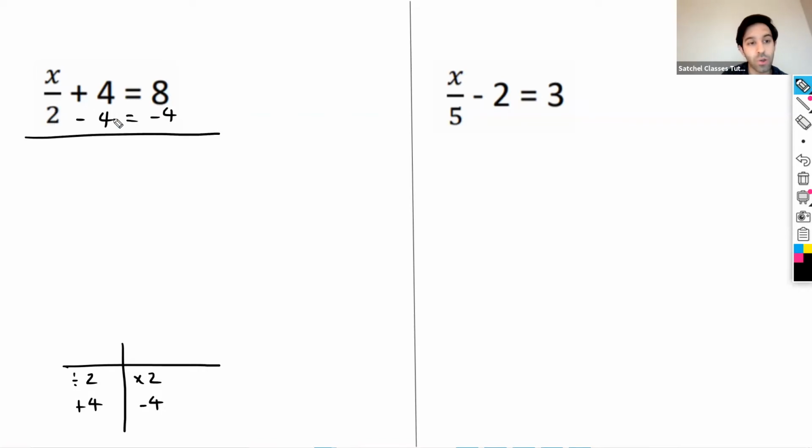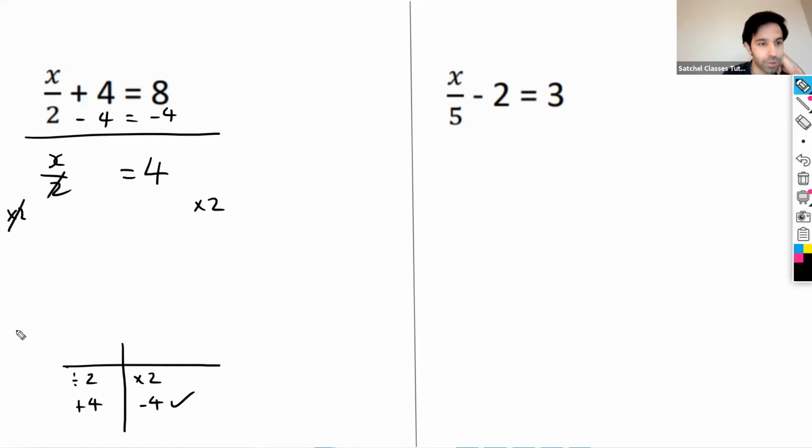And notice this is not 2 minus 4, this is x over 2 plus 4 minus 4 and 8 minus 4. So don't get confused here. So x over 2 stays as it is, and then 4 minus 4 becomes 0, so we don't need to write that, and then 8 minus 4 becomes 4. Now the opposite of dividing by 2 is to times by 2. So I'm going to multiply both sides by 2.